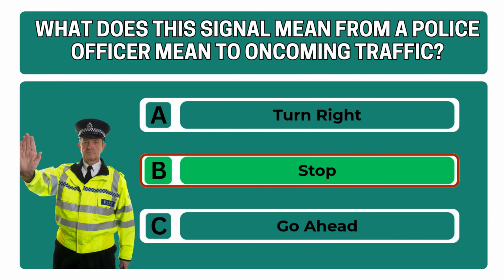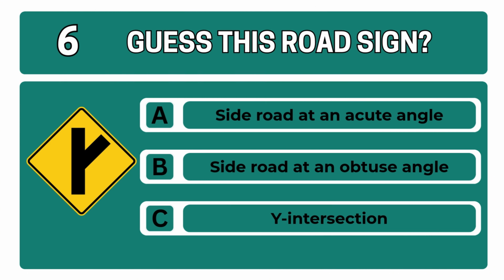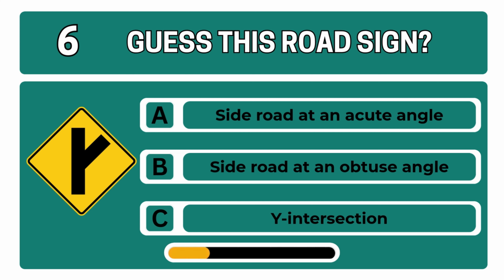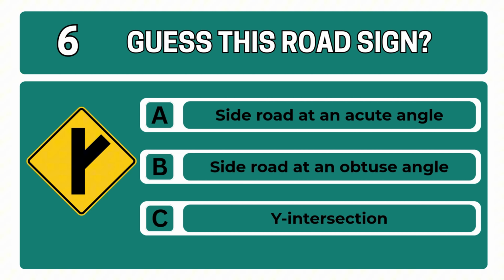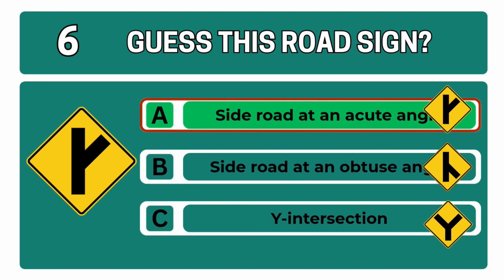Question 6. Guess this road sign. A. Side road at an acute angle. B. Side road at an obtuse angle. C. Y intersection. The answer is A. Side road at an acute angle.